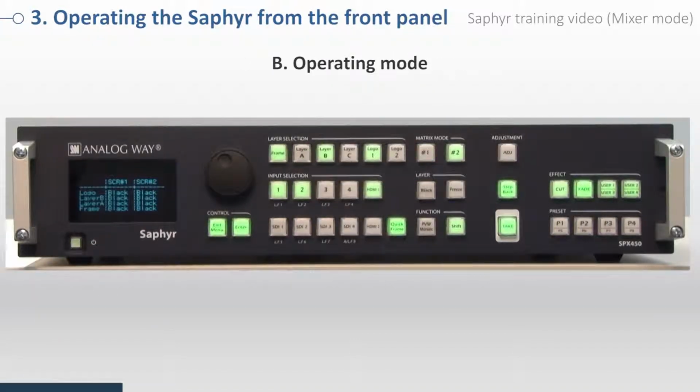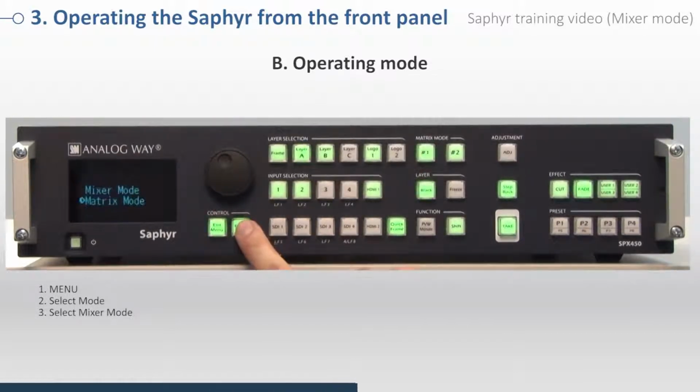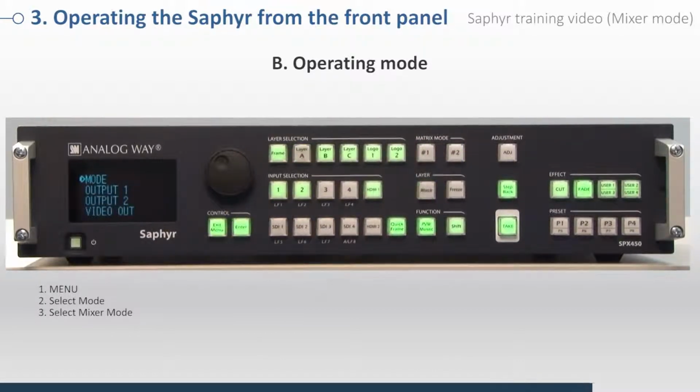Operating mode. To choose the operating mode, press Exit Menu, select Mode, press Enter, and select Mixer. Validate by pressing Enter.